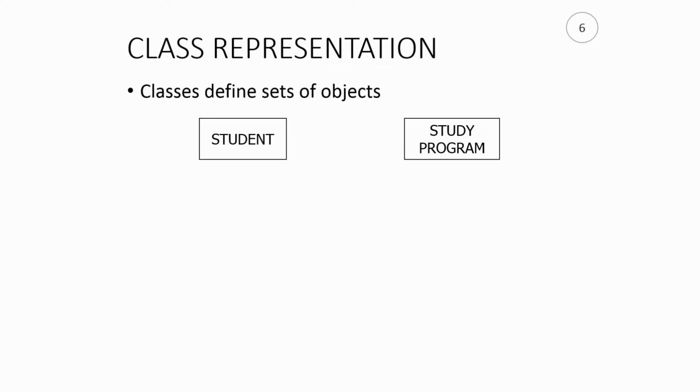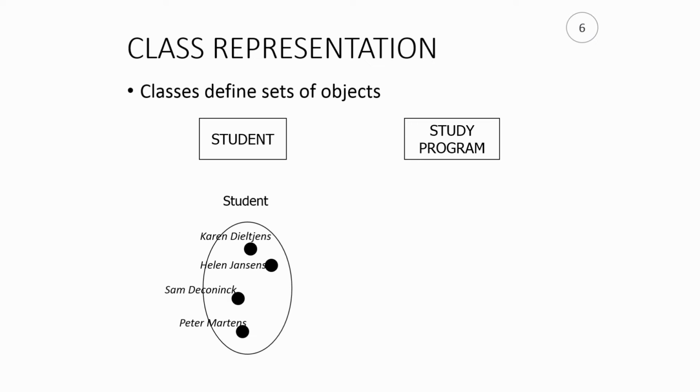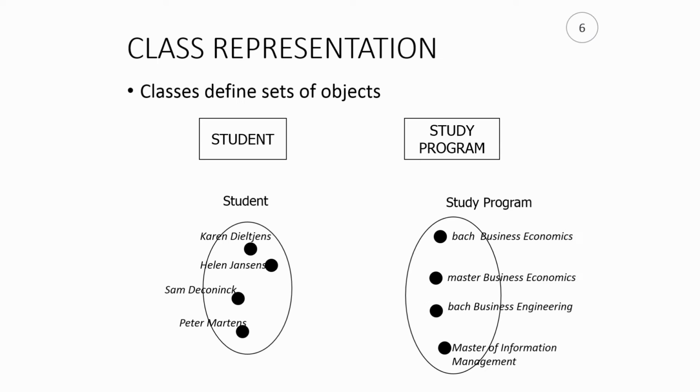In UML, a class is represented as a rectangle with the name of the class inside it. Here you see two classes, the class student and the class study program. Each class represents a set of objects as explained before. The class student represents a set that contains all the individual students. And likewise, the class study program represents the set of study programs that contains all the different instances of study programs.